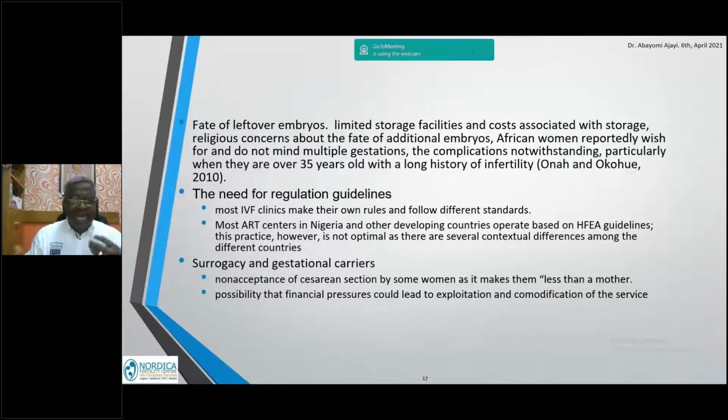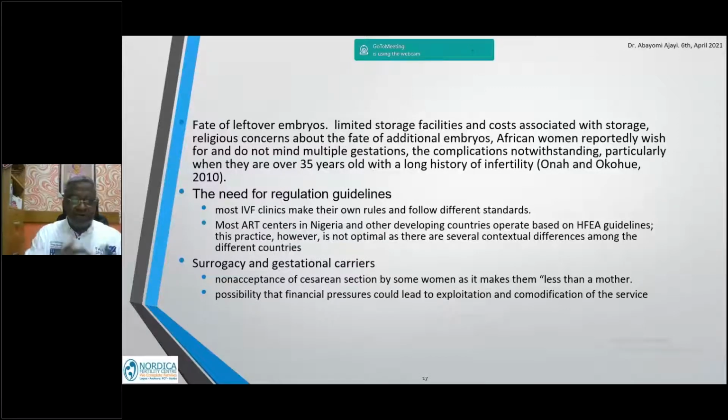We know, like I said earlier on, the African women even wish for multiple pregnancy, the complications notwithstanding, especially when they're over 35 years with a long history of infertility, and that's been reported in this environment. Now, the other thing is this: there is no regulation. So most IVF clinics make their own rules and follow different standards, usually depending on where the source is from. That's the parent company or the people who they are trying to emulate, whether from the UK or from Belgium or from Denmark.